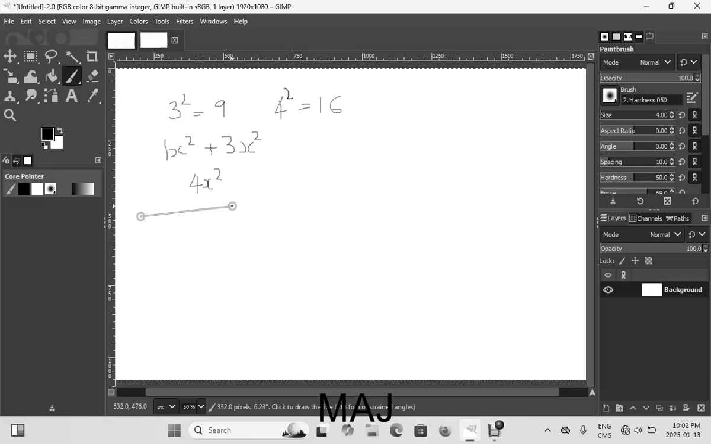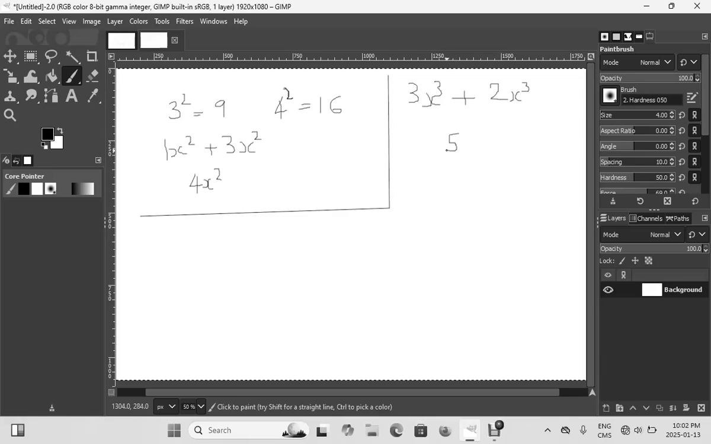Let's take another example. Let's say this is 3x cubed plus 2x cubed. We know that the base and the exponents are the same. The coefficients are different, which means 3 plus 2 is 5. So it will be 5x cubed.